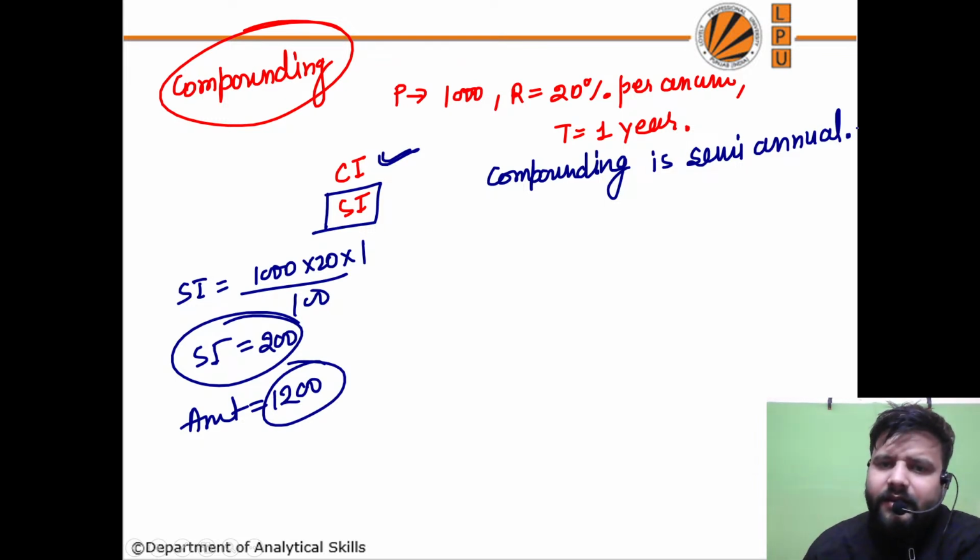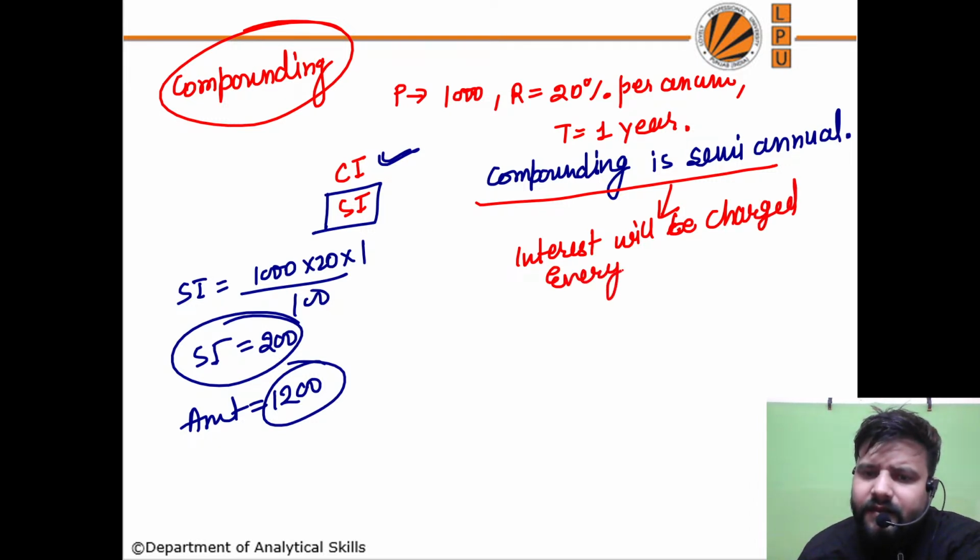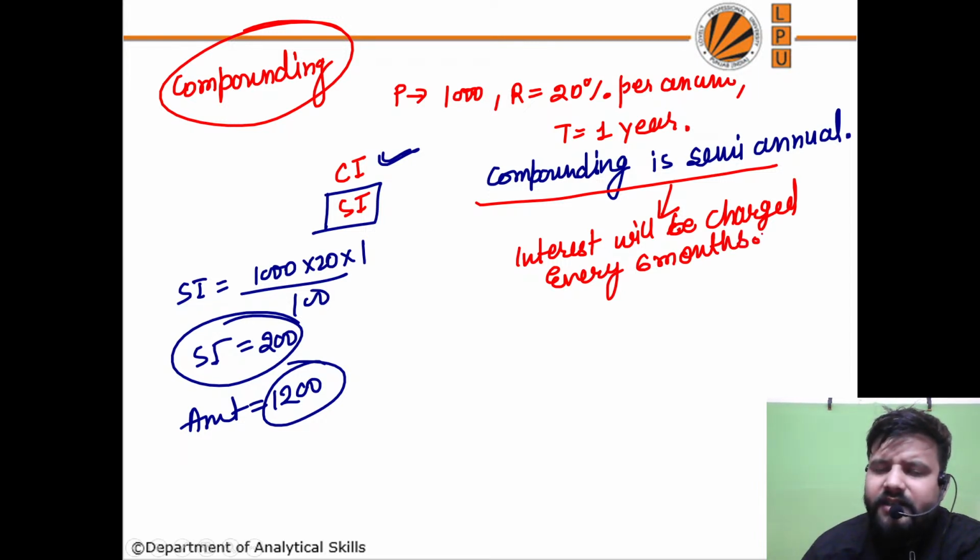See here. Now, what does it mean? Semi-annual means after 6 months. A year is of 12 months. So after 6 months, it means that the interest will be charged every 6 months. Got it? This is the meaning of this line.